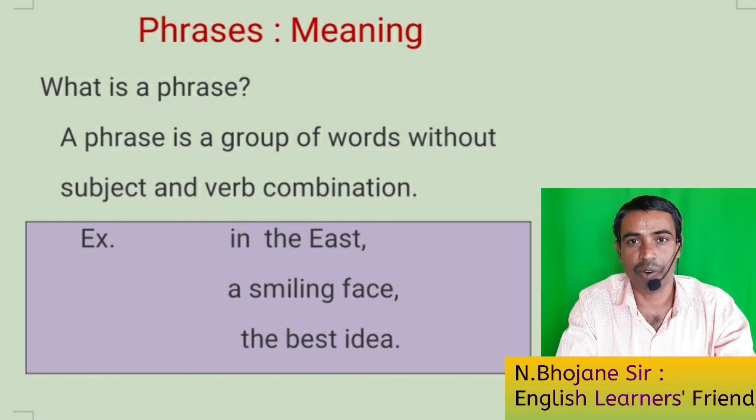Phrase is a group of words without subject verb combination. For example, in the East, a smiling face, the best idea. Now, in these three examples, there is no subject and verb combination. Such group of words are called phrases.